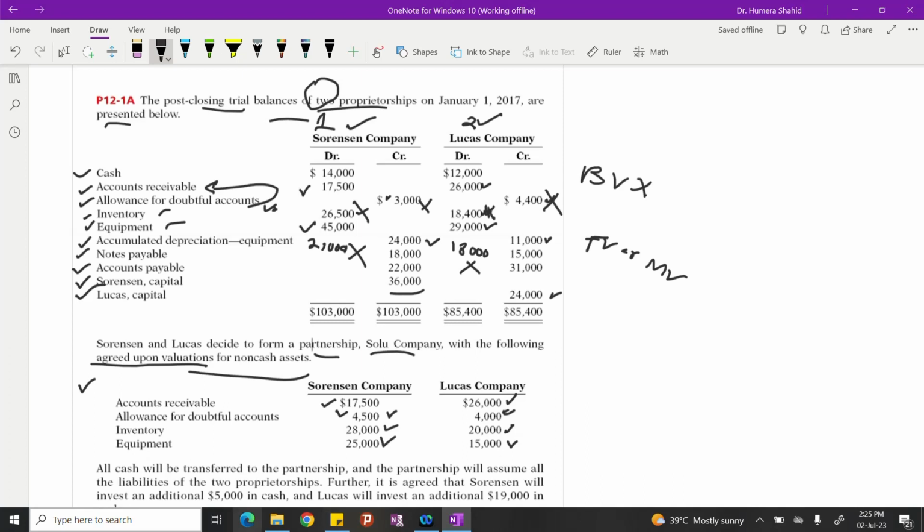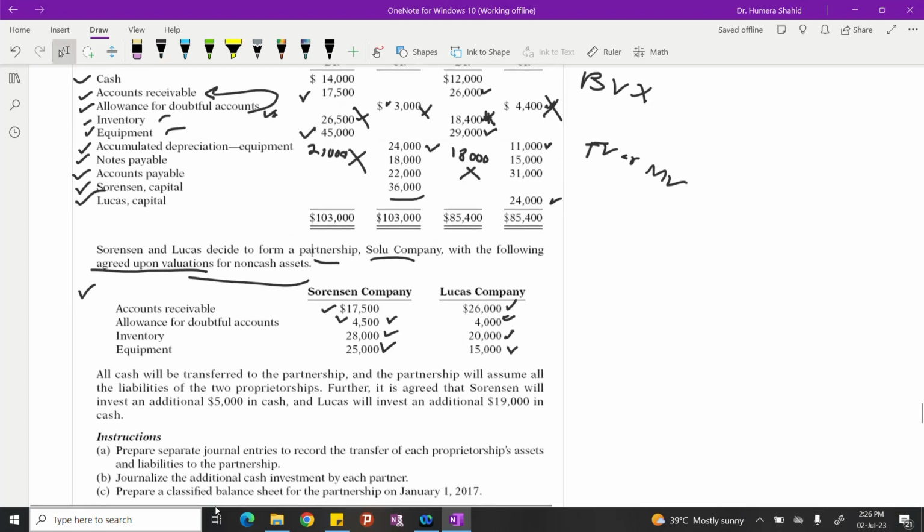Okay, let's read further. All cash will be transferred to the partnership. So whatever cash amounts are there, they are exactly going to the partnership. And the partnership will assume all the liabilities of the two proprietorships. All these liabilities will be accepted by the partnership. So notes payable in the partnership will be 18,000. Let me just clear this area so that I can discuss. Okay. So notes payable is the first liability, then I have accounts payable. Notes payable in the partnership will be 18,000 plus 15,000, both owners together, okay? And also accounts payable, I'll be adding both of them because they said all the liabilities are accepted.